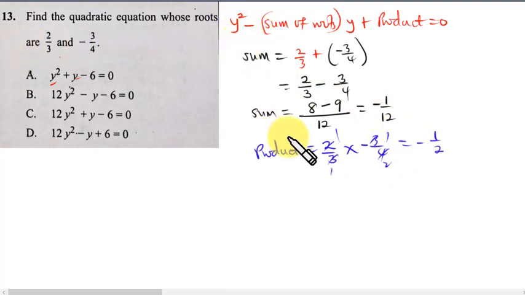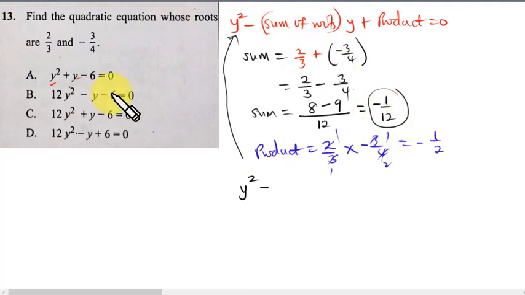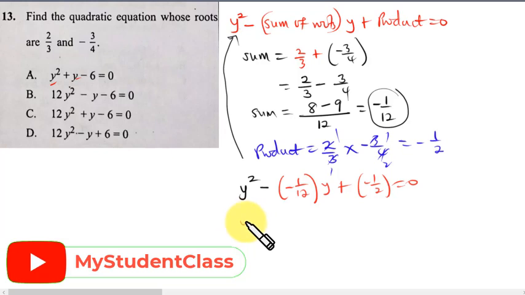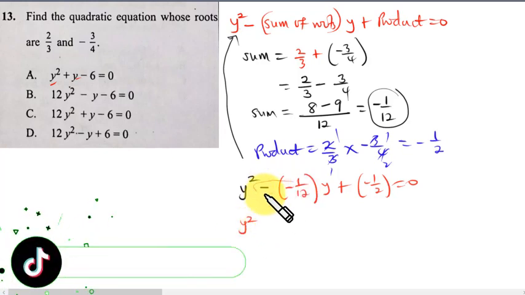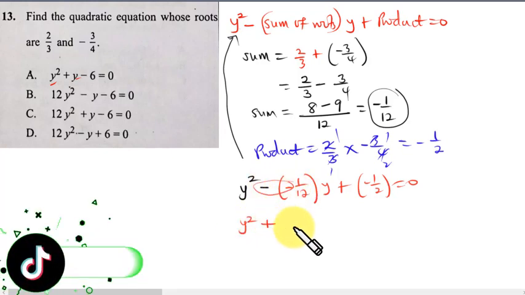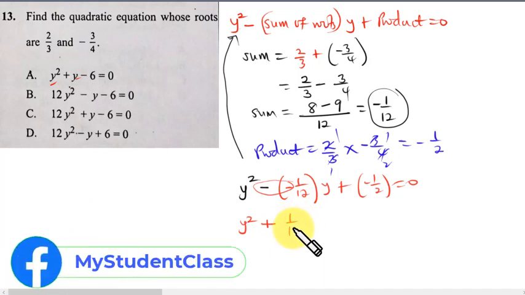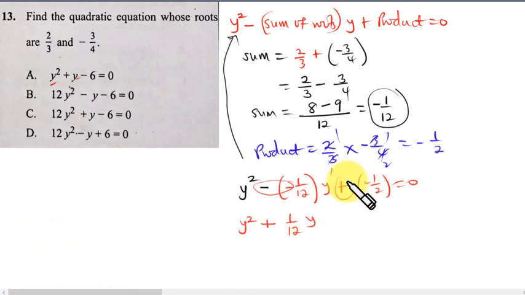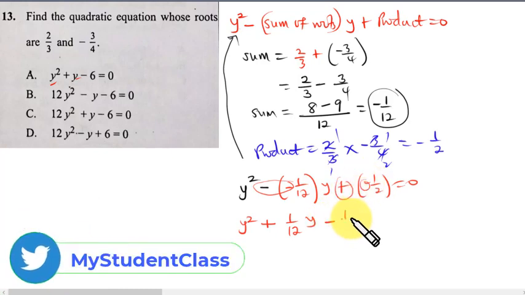All right, so let me put what I have into the formula above. So I have y squared minus the sum of roots, which is -1/12. Be very careful here. We have minus, then -1/12, then y, plus the product of roots, -1/2, equals 0. Let me write this again. y squared, and we have two negative signs here, so that will be positive 1/12 y. Then positive and negative, we are going to have -1/2 equals 0.